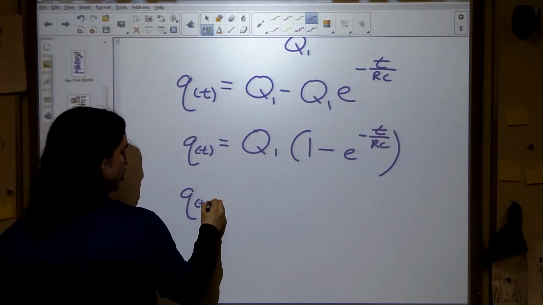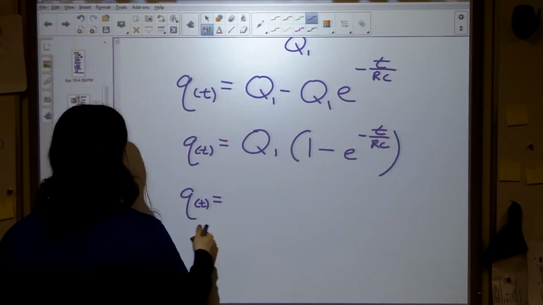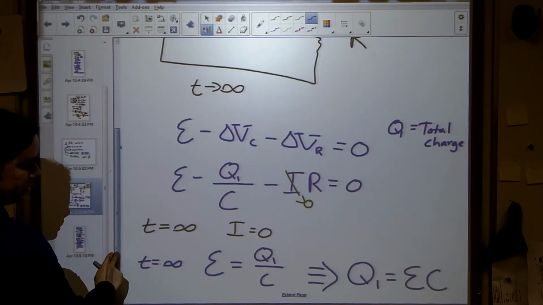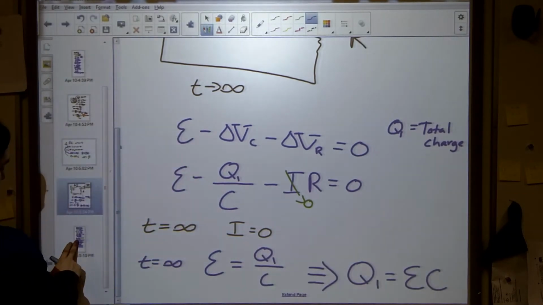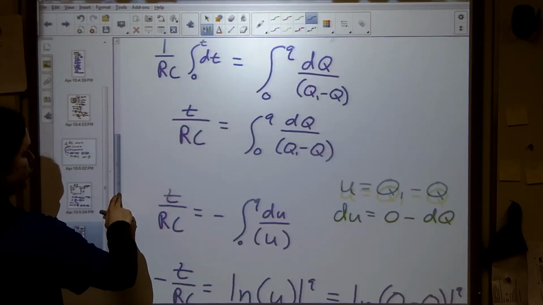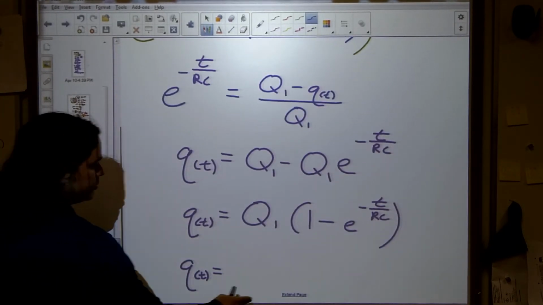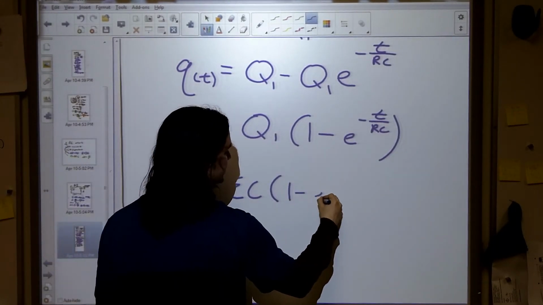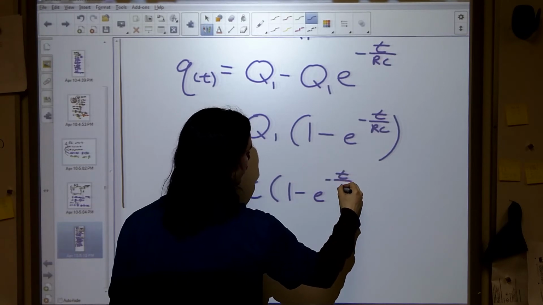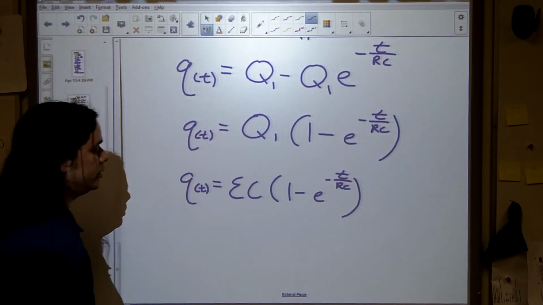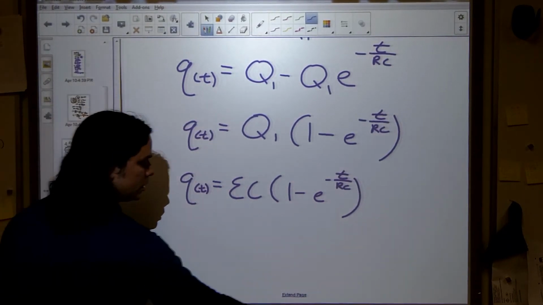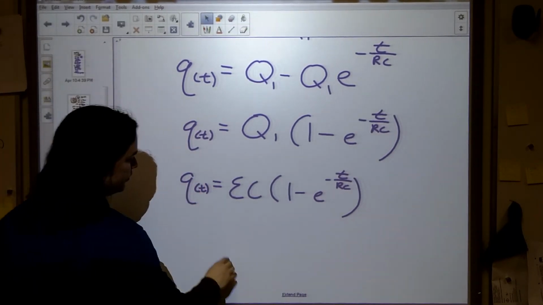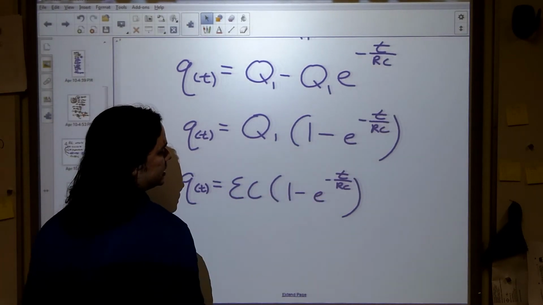Finally, if you want to put it in terms of what has been given to you, Q1 is equal to, oh dear Lord, where did I put it? Q1 is equal to squiggly E times C, so I can finish this up. This is a really long slide, sorry about that, but that's how it goes. Squiggly E times C times 1 minus e raised to the negative t over RC. Here is your actual completed evaluation. The charge as a function of time is this.